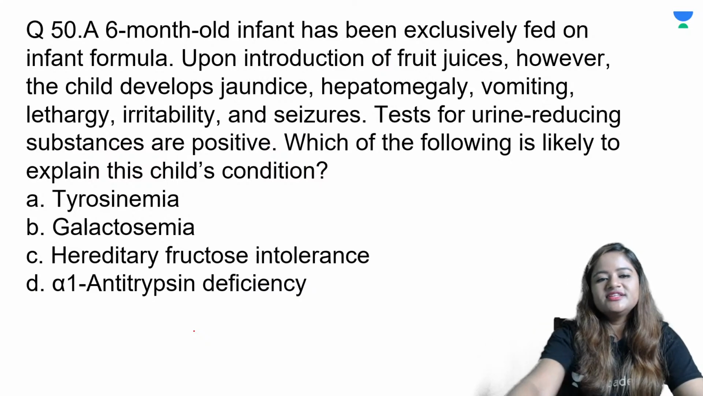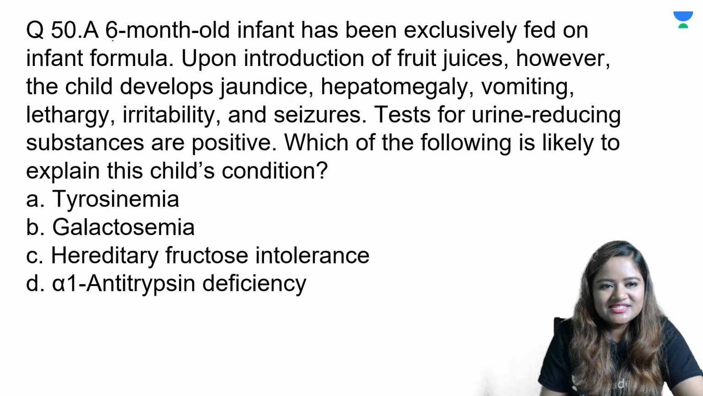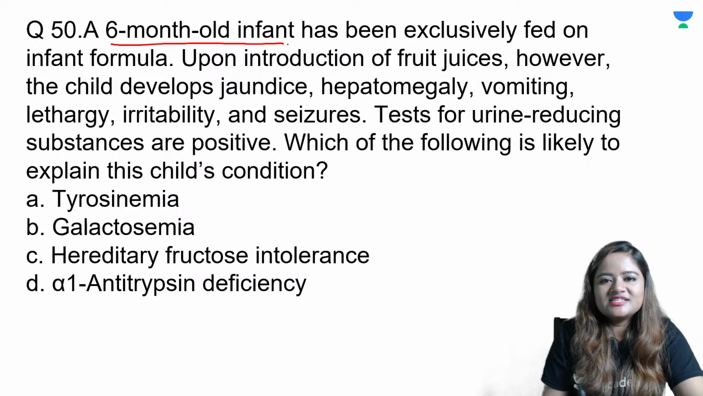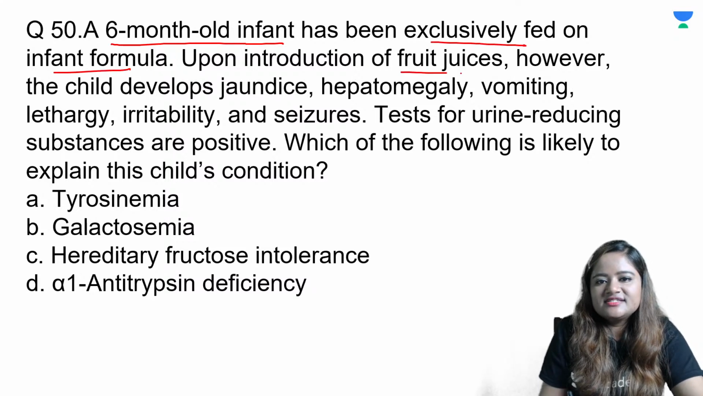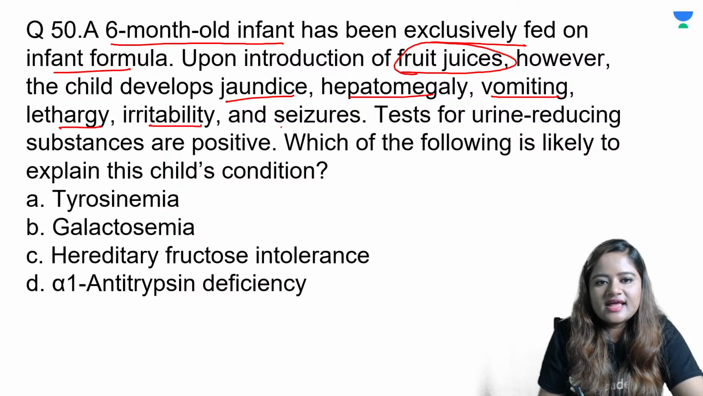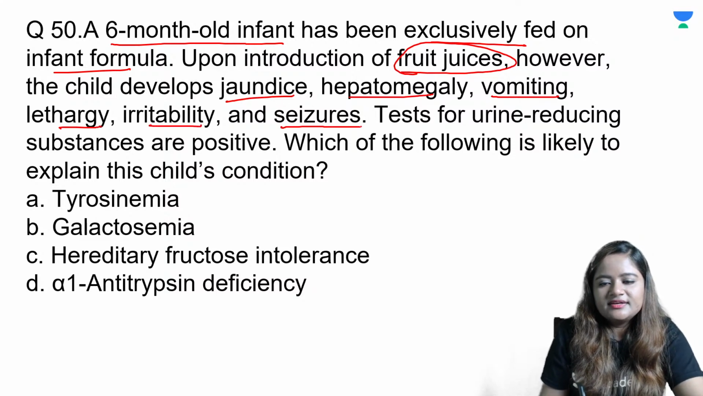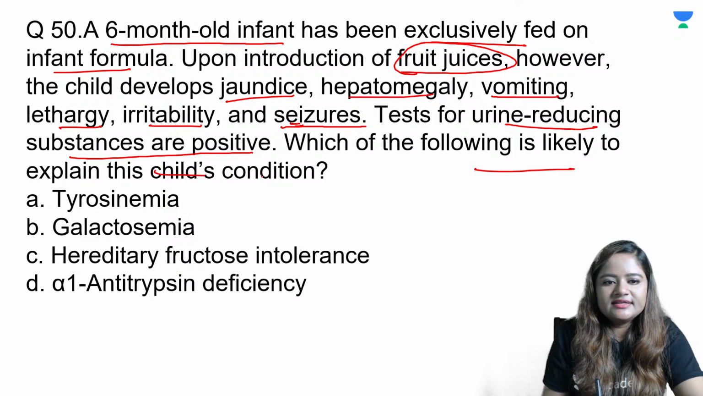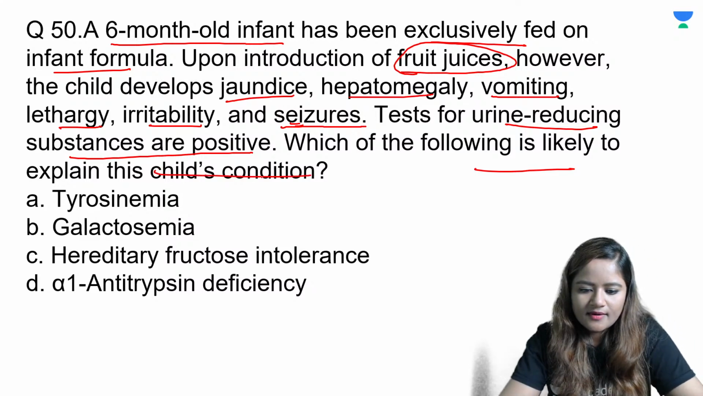The last question for the day, and it is a simple question. A 6-month-old infant has been exclusively fed on infant formula. Once the child gets introduction with fruit juices, the child develops jaundice, hepatomegaly, vomiting, lethargy, irritability, and seizures as well. Tests for urine reducing substances are positive. Which of the following is the likely clinical condition we are talking about?